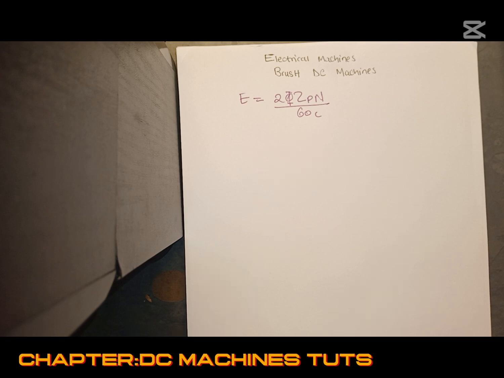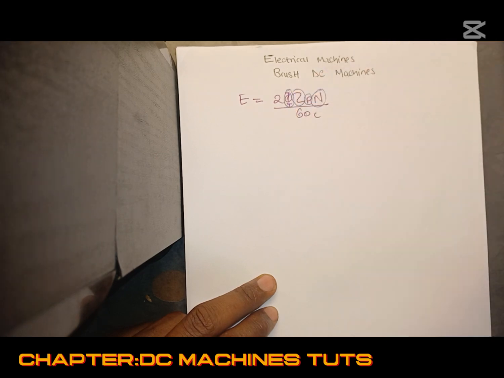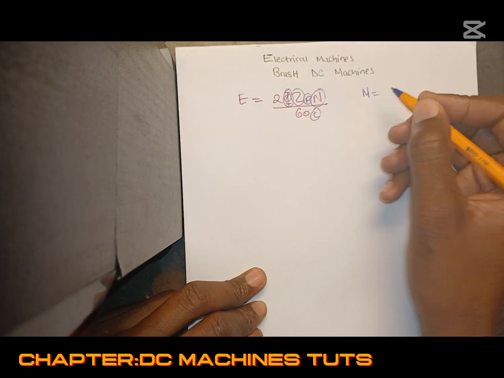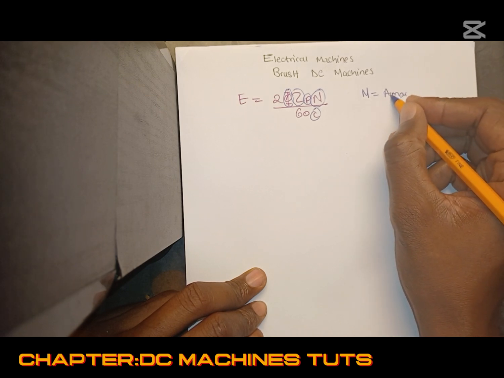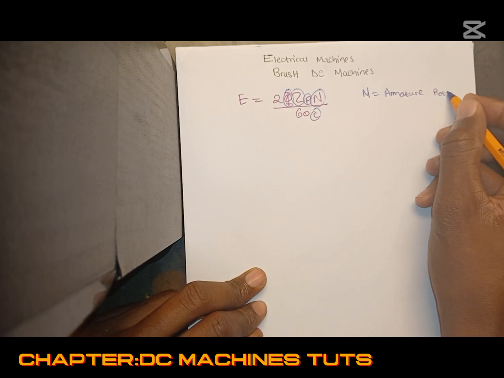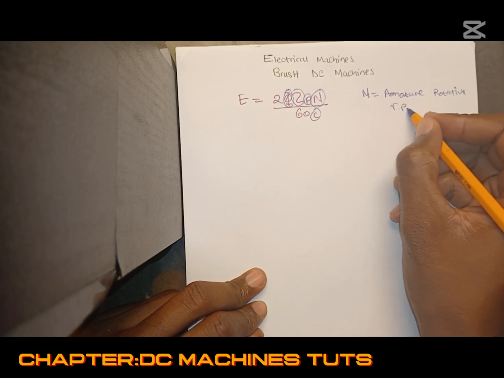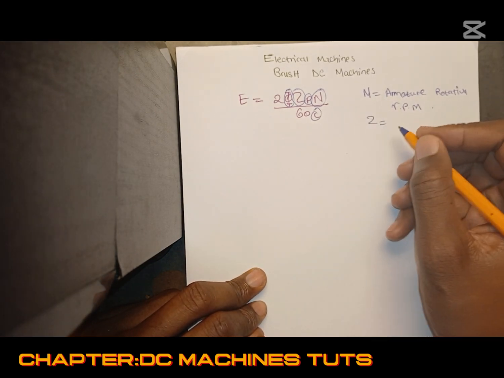Now, you need to know the variable names, right? You need to understand what this Z stands for, what this N is for, and what P is for, and then this one, obviously, you know, that's flux. So we need to understand N is the armature rotation. It is measured in revolutions per minute, RPM, right?